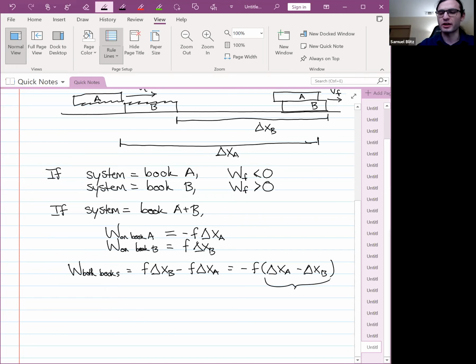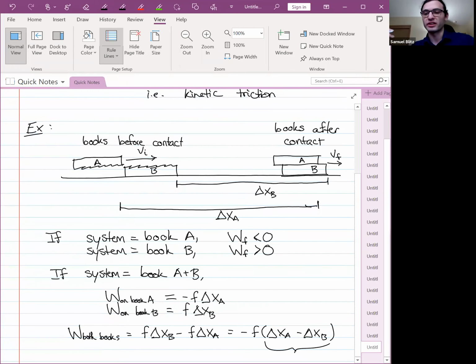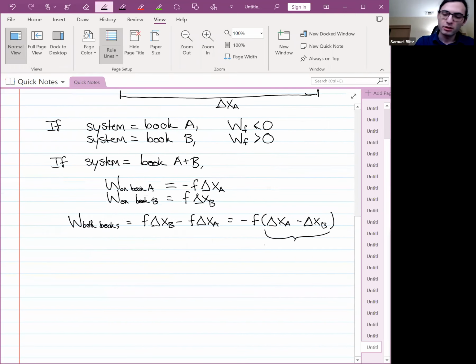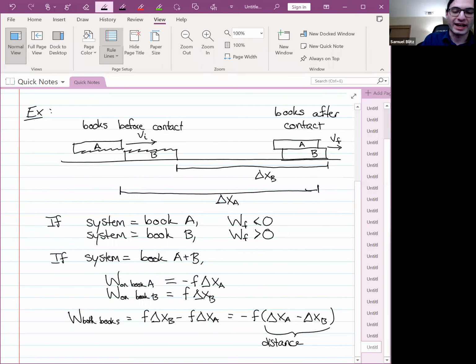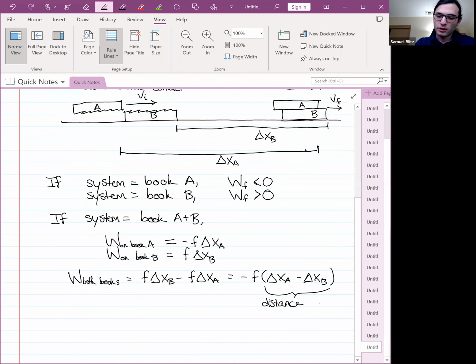Now this distance here, that is the total distance that book A slides on top of book B. So it's like the relative change in position. Book A initially starts off at one end of book B, and then it covers some extra distance. And that extra distance is the difference of those two deltas. And in particular, that difference in deltas is positive.